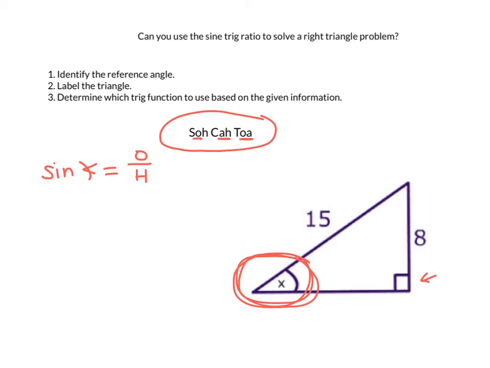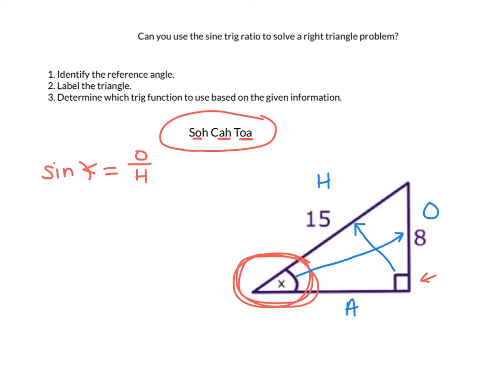Step 2, we need to label the triangle. So what I always start with is my right angle. I go across, boom, that's going to be my hypotenuse. Then I go to my reference angle and go straight across. That will be my opposite. And the one side that's left over is my adjacent.